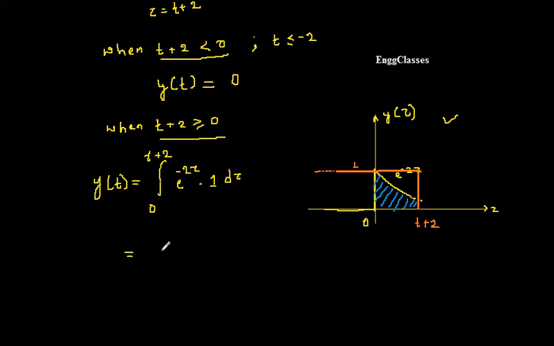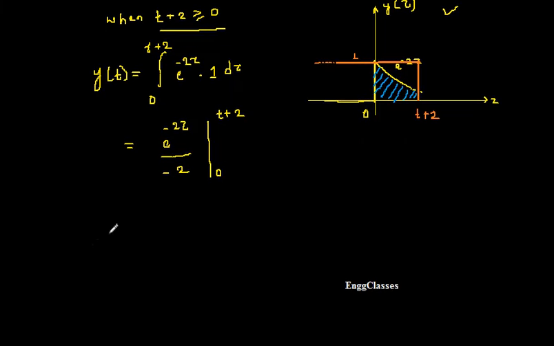So let me integrate this. E to the power minus 2 tau, I need to integrate that with respect to tau. So e to the power minus 2 tau divided by minus 2. This is what I am going to get. I need to put the limits from 0 to t plus 2 later. Anyone can do this, as I said earlier. So here I am going to get e to the power minus 2, and in place of tau, I need to place t plus 2, divided by minus 2. Then I need to subtract the value with 0 in place of tau. So here it is minus 2, minus 2, and this minus becomes plus, so it becomes 1 by 2. And here e to the power 0 is nothing but 1.